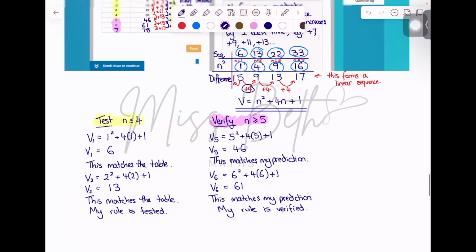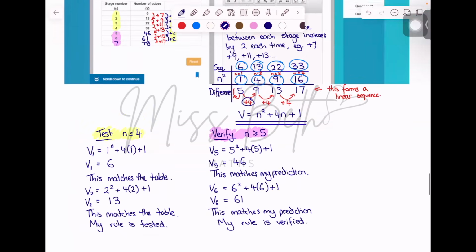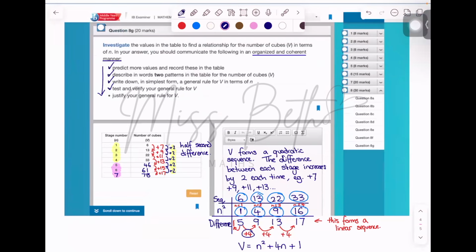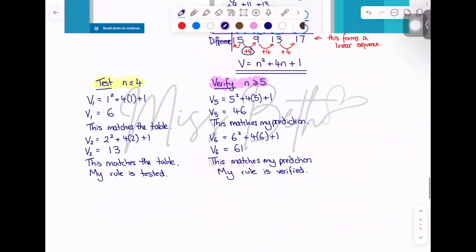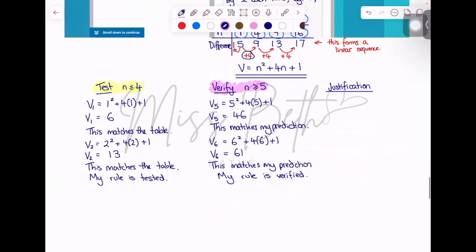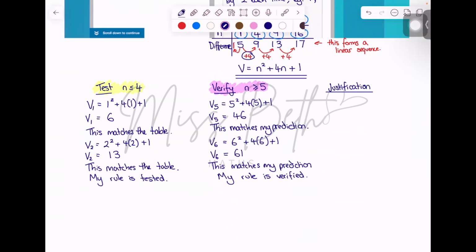Okay, so let's just go back to our bullet points. We have done everything except for our justification. To do this, you again want to label it clearly. So justification. And what you need to do, my advice here, is find the link between the first part of the question and the second part of the question.